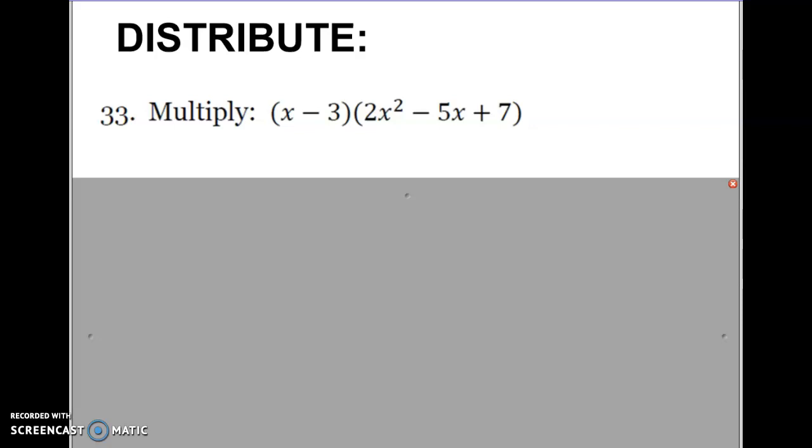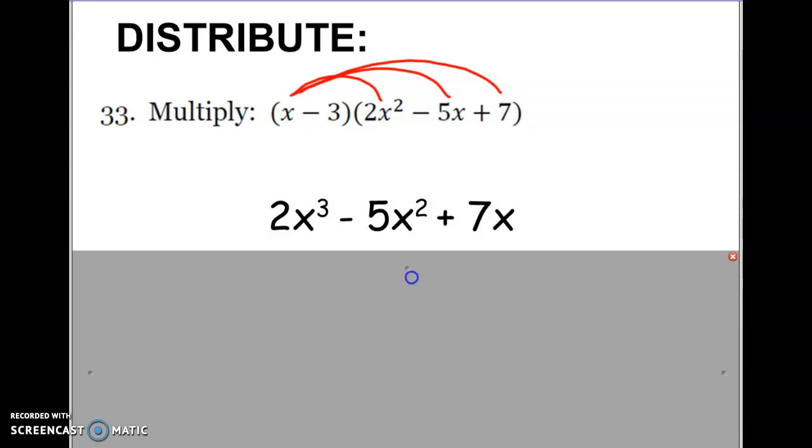So if we start with x, that x is going to be multiplied by the 2x squared, x times -5x, and x times a positive 7. That's going to leave us with 2x cubed minus 5x squared plus 7x. Okay, then we start all over again, and we're now distributing the -3. Now please make sure to include that negative sign with the 3 when you're distributing. That's going to affect your final answer greatly.